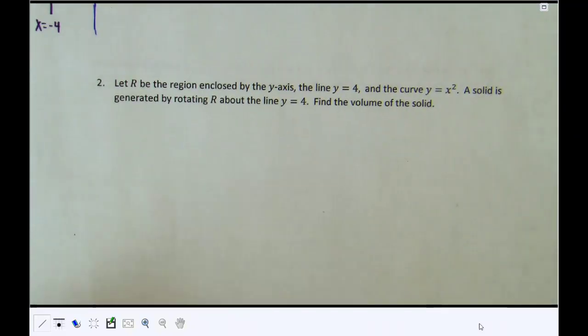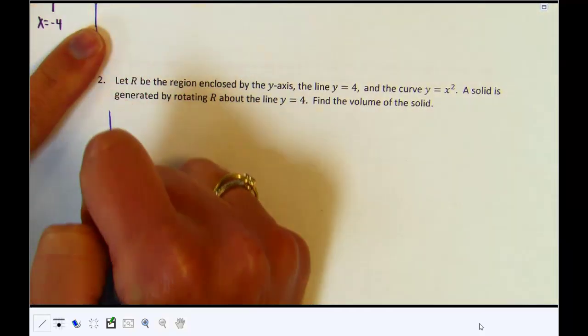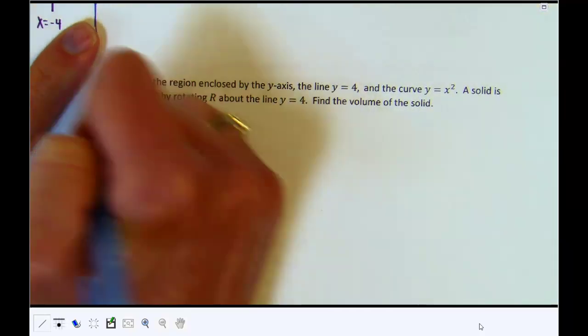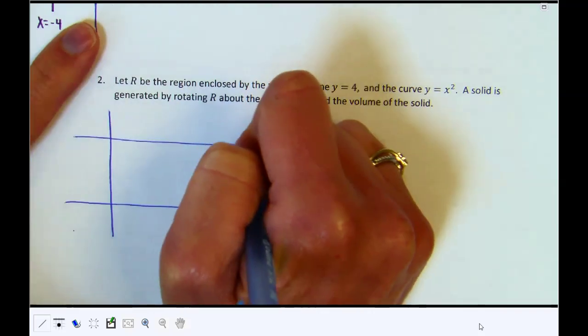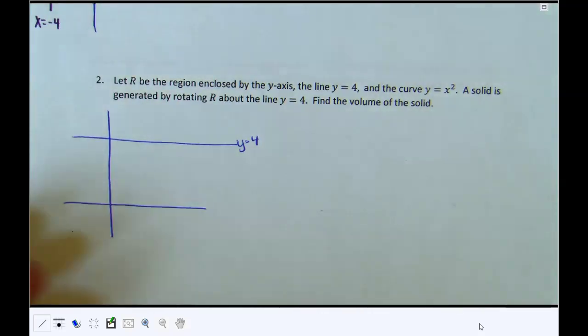Okay. So let's graph this up. It says, let R be the region enclosed by the y-axis, the line y equals 4, and the curve y equals x squared.